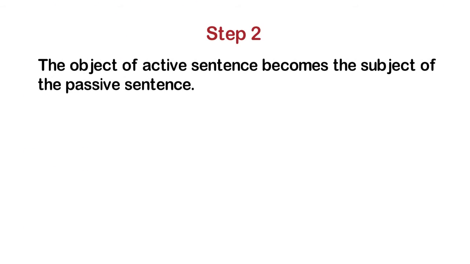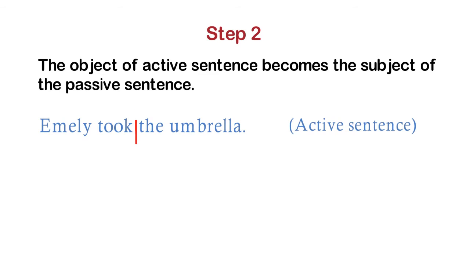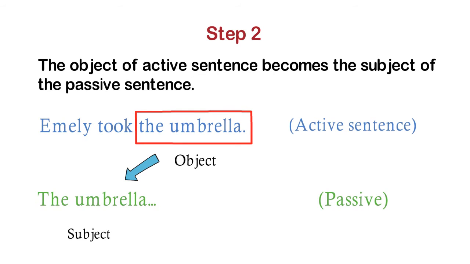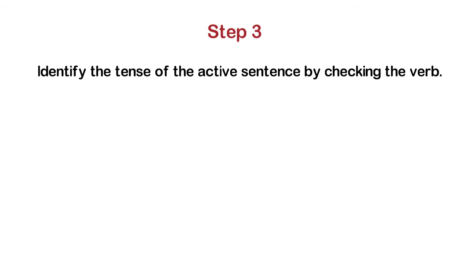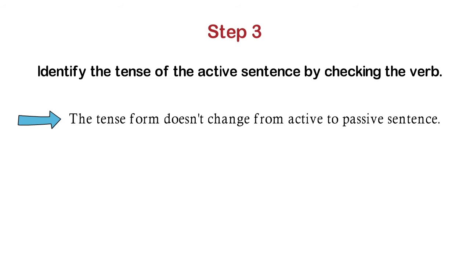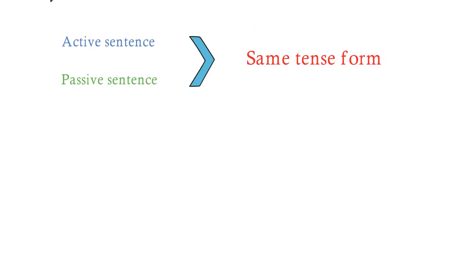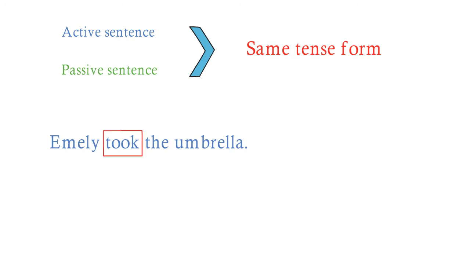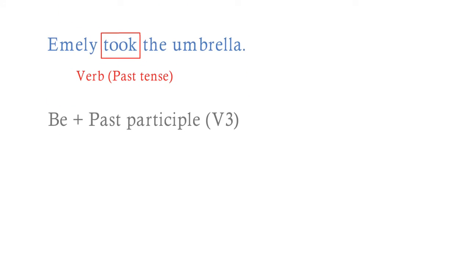Step 2. The object of active sentence becomes the subject of the passive sentence. Step 3. Identify the tense of the active sentence by checking the verb. This is essential to know that tense form doesn't change from active to passive sentence. It means they both should be in the same tense. Emily took the umbrella. Now, based on the structure of passive, be, plus past participle, we choose the verb, was, for the new subject, the umbrella.